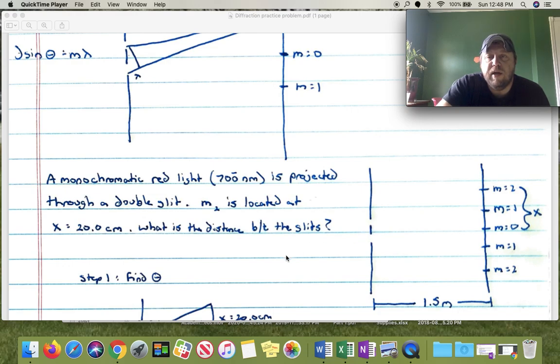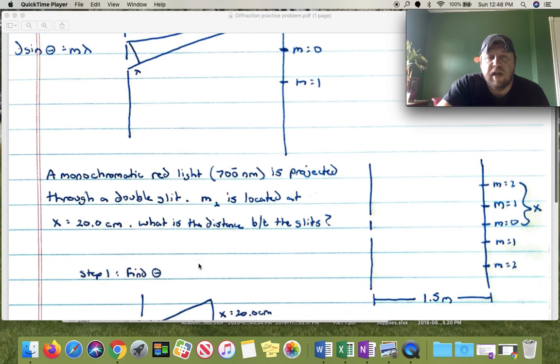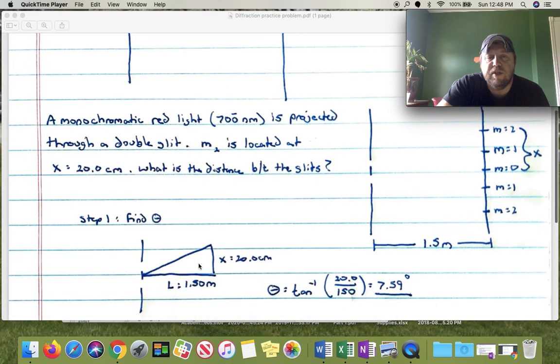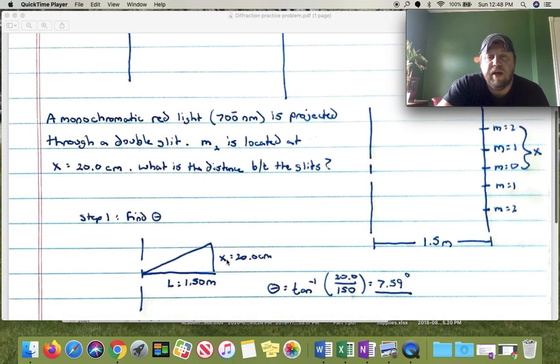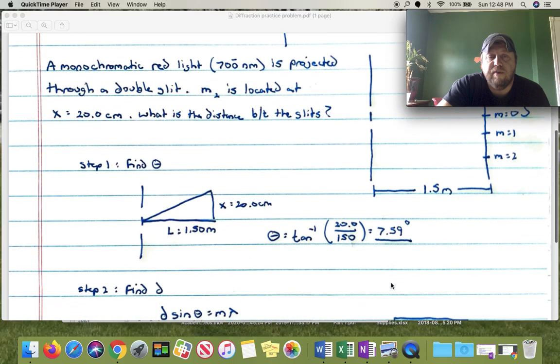The first thing we need to do is find theta. We've got a length of 1.5 meters to the screen, and we have x equals 20 centimeters on this side. So the first step is just to find the angle. If I use the inverse tangent function, I will get 7.59 degrees. That's pretty simple, it's just a simple right triangle. So the next step is to plug it into our diffraction equation.